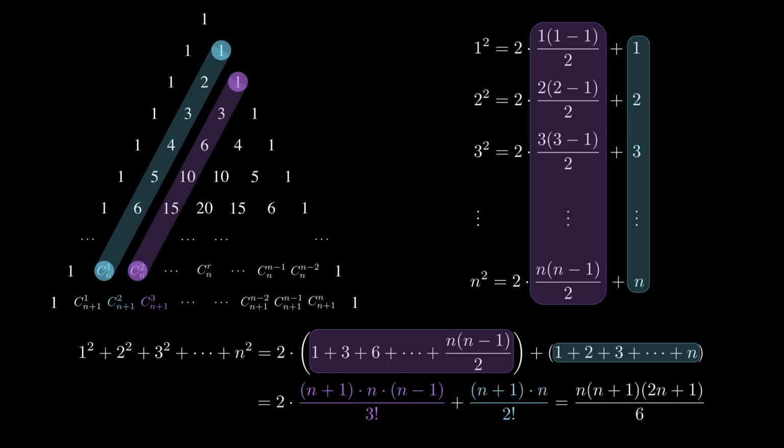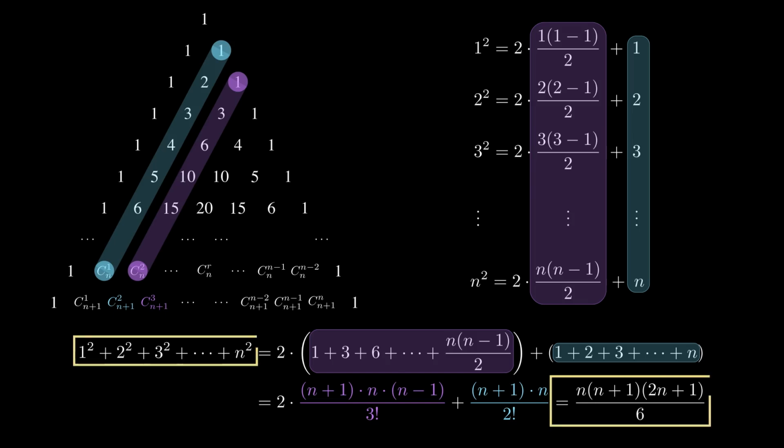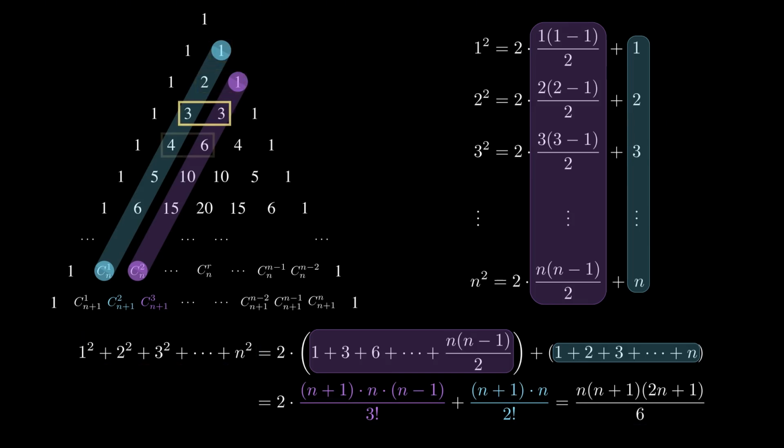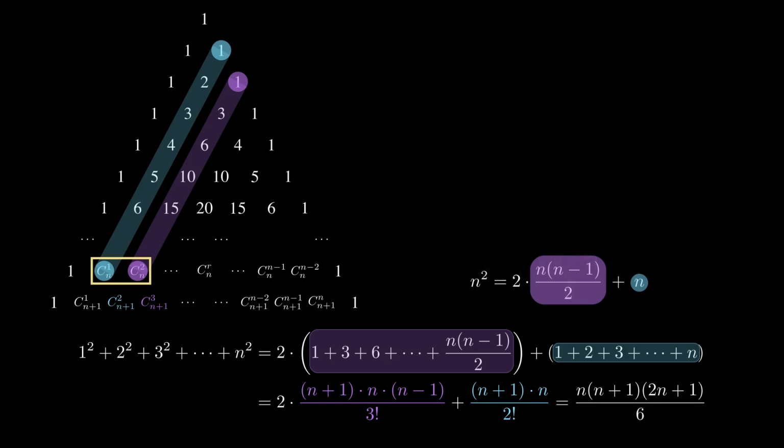Therefore, the sum of the squares from 1 to n equals 2 times n plus 1 choose 3 plus n plus 1 choose 2. After simplifying, we derive the final formula for the sum of the squares from 1 to n. Observe now that we could derive the same result by writing n squared as the linear sum of n choose 1 and n choose 2.